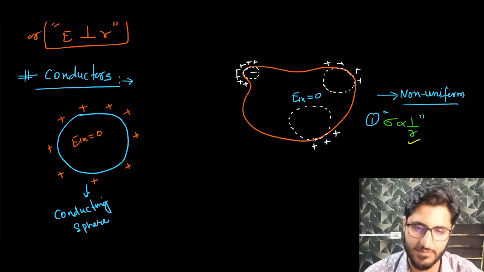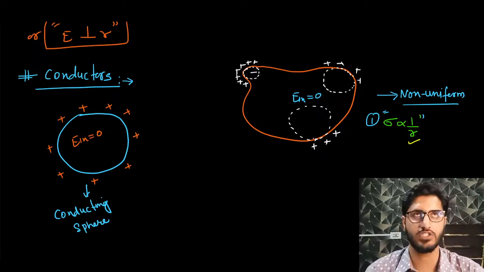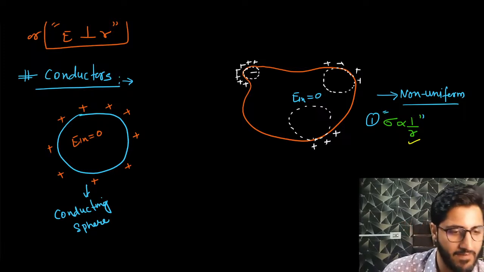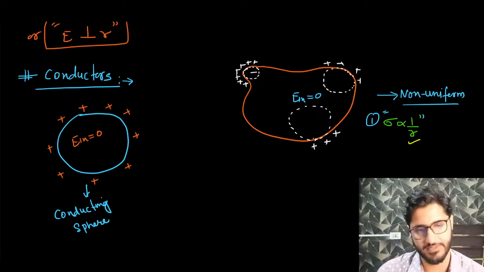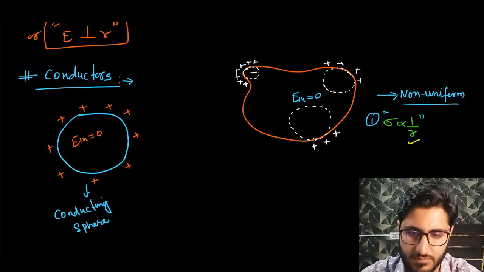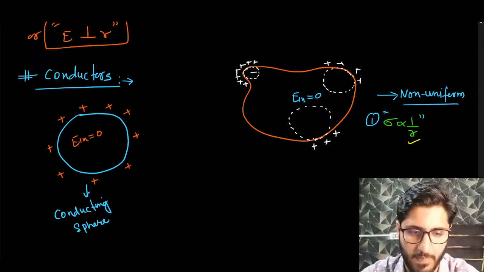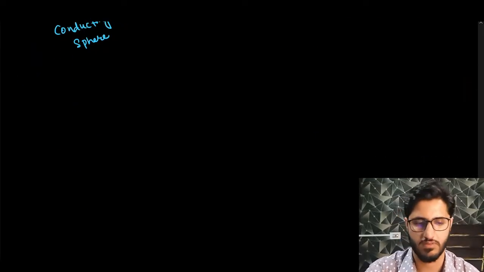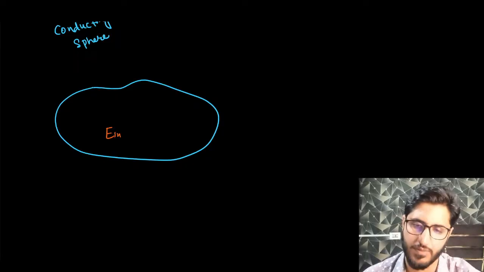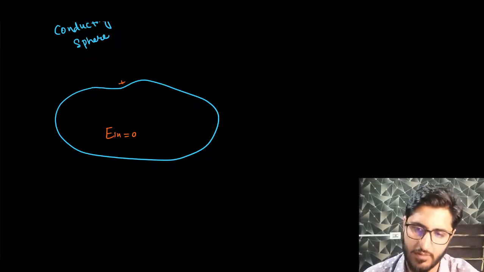So if we have any shaped conductor, look now, this one is my conductor of any shape. We know that E inside will be zero. E inside is zero. So my charge will be distributed like this, something like this.